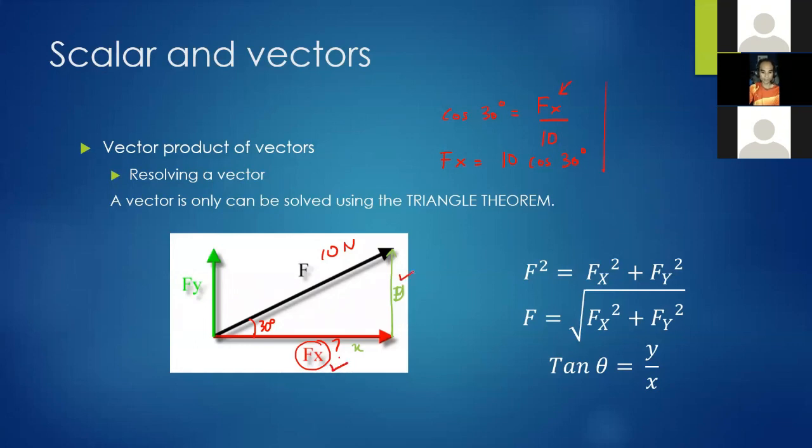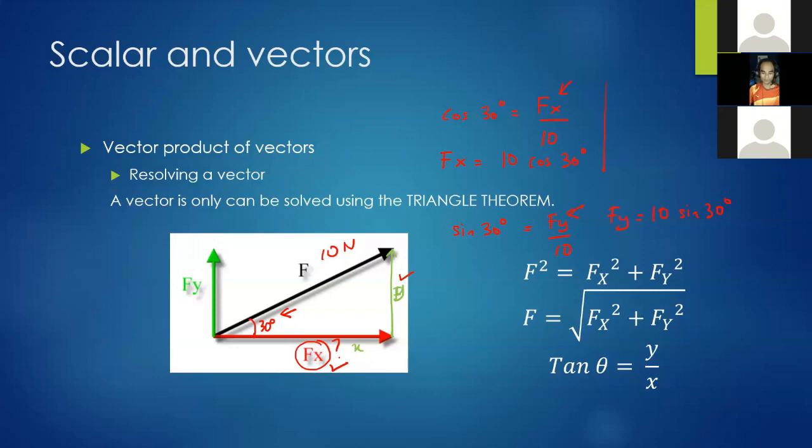Can I find this value of fy? Sine 30 degrees equals fy divided by 10. The angle is over here, this one. So can you find the fy? fy equals 10 times sine 30 degrees. See, you can get the fx and also you can find the fy.